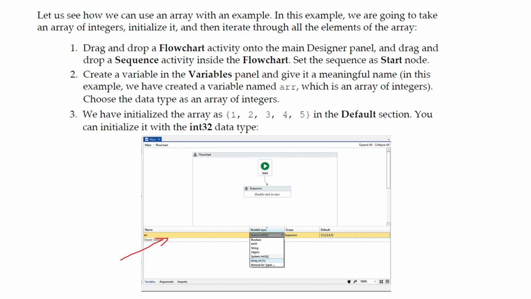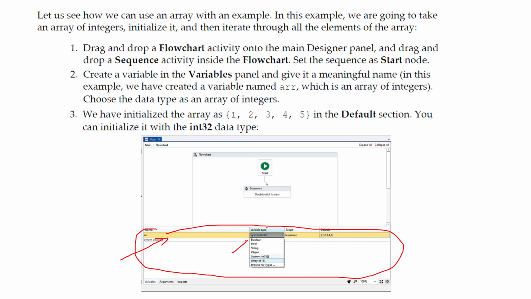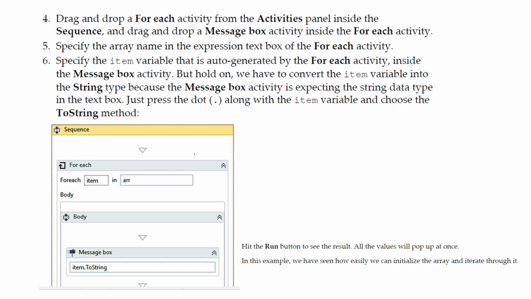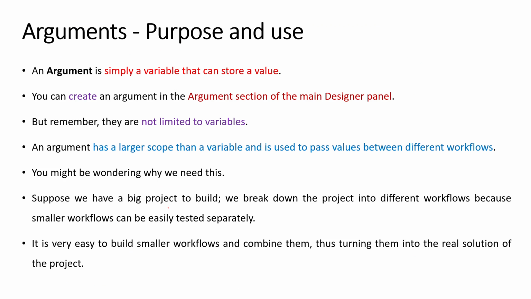I think even in the previous class I showed you how we can create a variable of type array inside the variables panel, right? So here we are dealing with an array of type integer, whose default value is 1, 2, 3, 4, 5. Then they are using for each in order to process all the elements in an array called ARR. What they are trying to do is display every item present in the array called ARR.